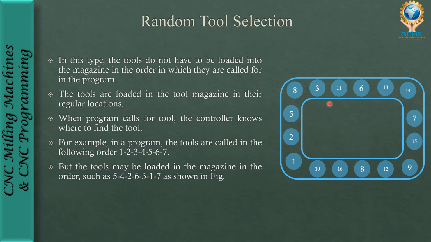For example, we are writing a program and feeding it into the system. In that program, for each and every operation we call the tools like T1, T2, T01, T02, in order. But the arrangement in the magazine need not be in this order; it can be randomly arranged. This type of arrangement we can also do in tool selection.